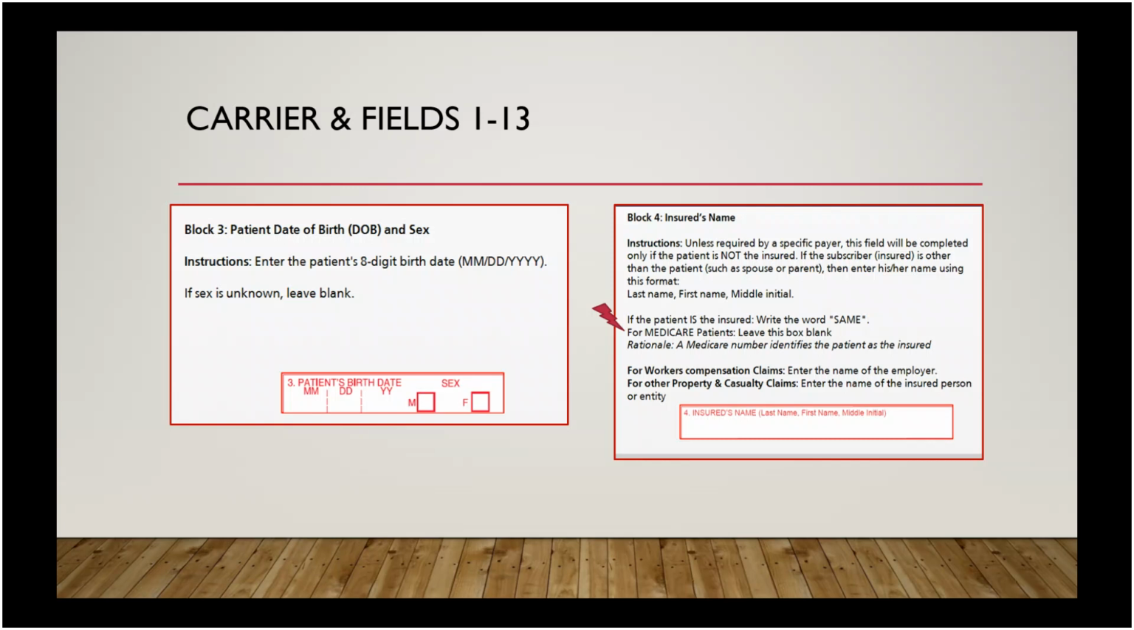For Medicare, you're going to leave it blank. So that's important, because they do ask questions on your certification: is it Medicare or other insurance-specific questions? Rationale: the Medicare number identifies the patient as the insured, so we don't need to write that in. And then for work comp and casualty claims, you're going to enter the name of the injured person or entity.